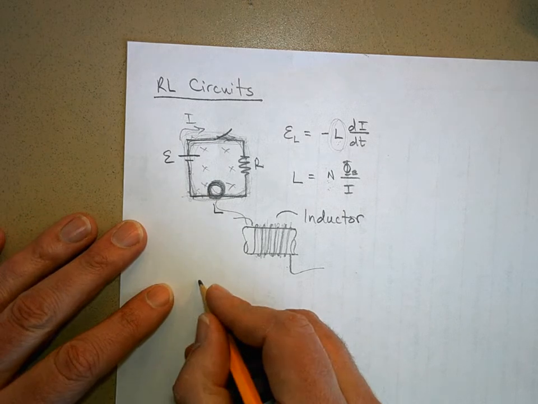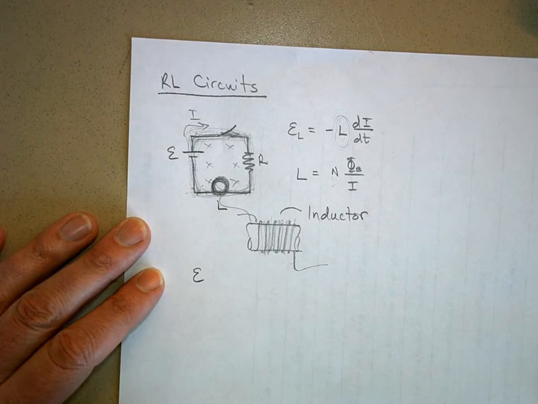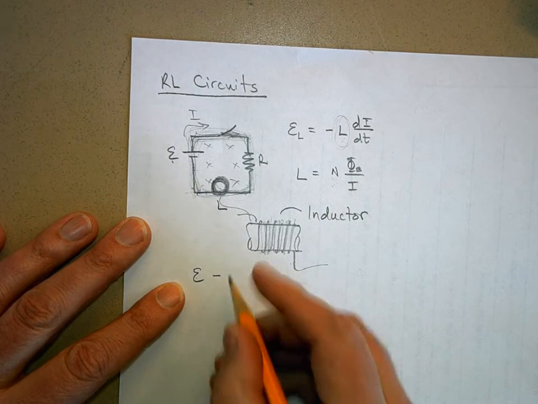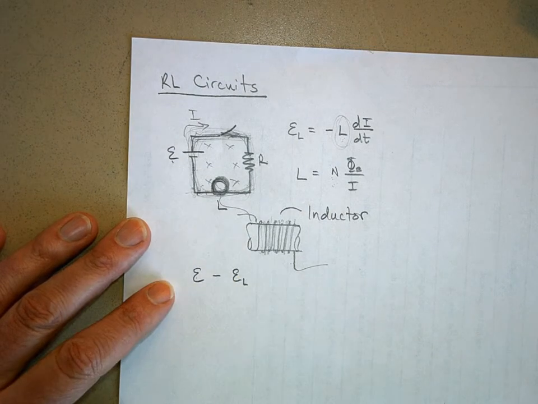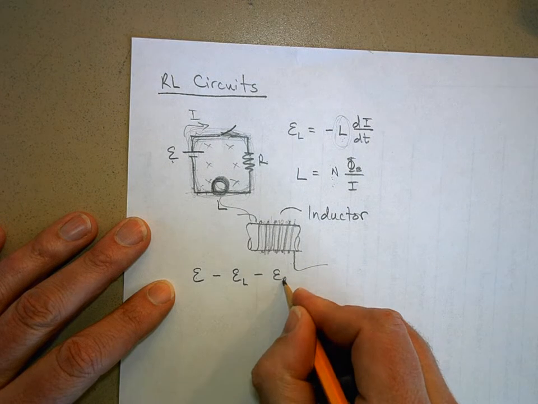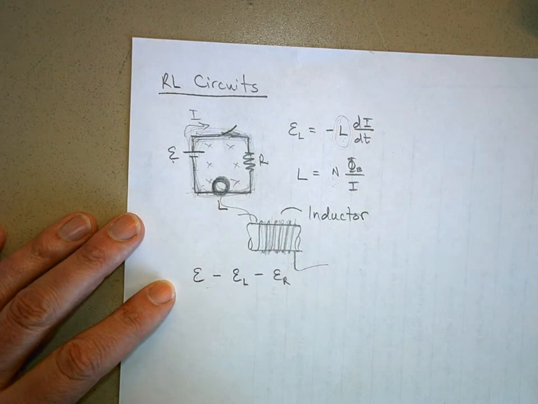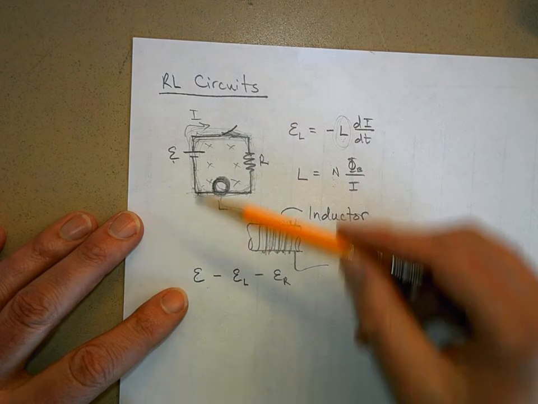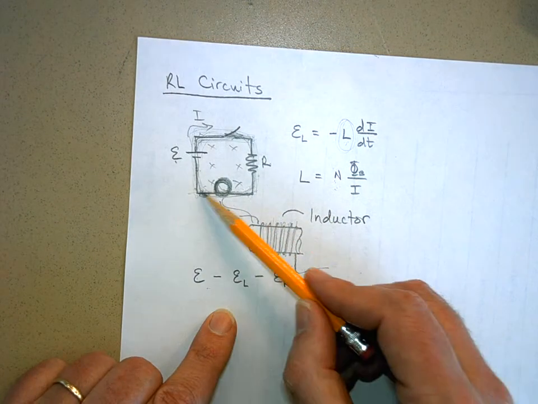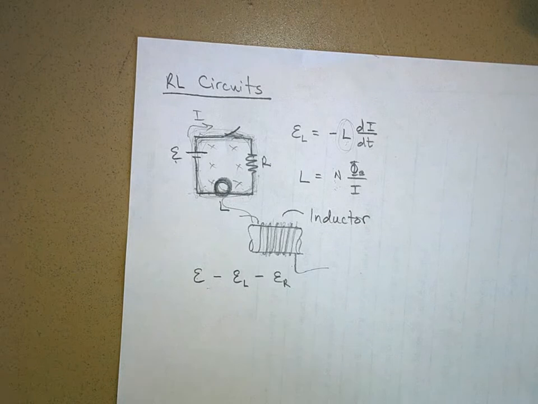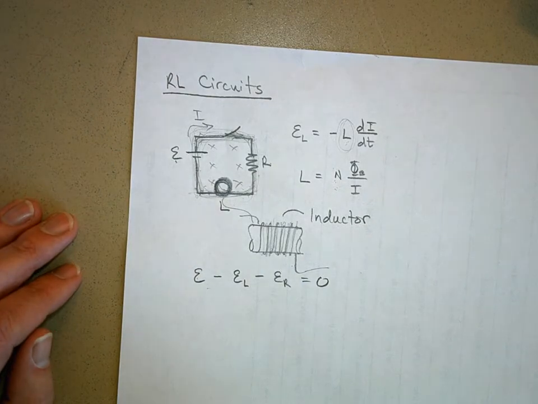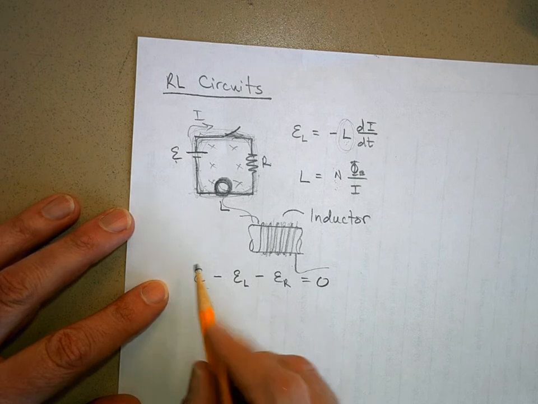So here is an equation. I've got E right here, minus E sub L, minus E sub R. Now, what are these E's representing here? This is the voltage gain due to the battery. This is the voltage drop due to the resistor. This is the voltage drop due to the inductor. Equals 0. So we have 2 E sub L's? Nope. This is the battery.